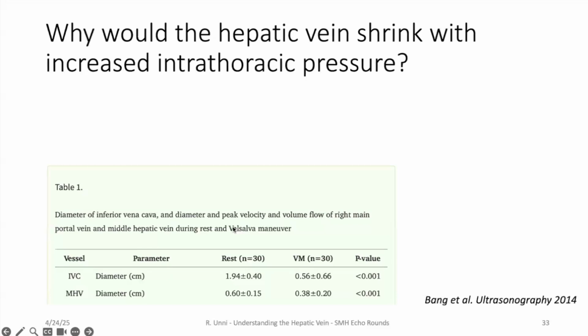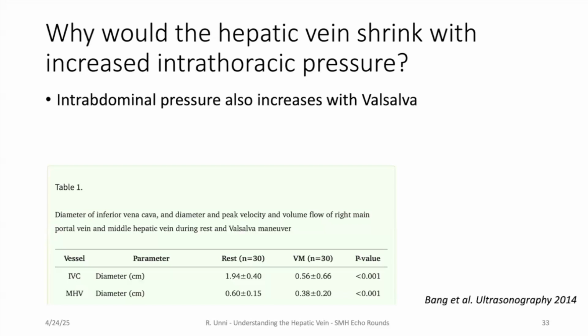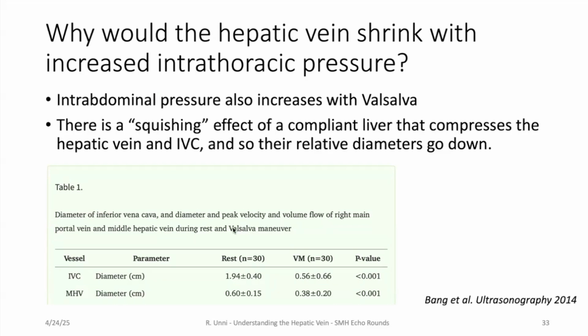Now, it's not just me. It has been described that during the Valsalva, the diameter of the IVC and the hepatic vein shrinks. So why is this the case? Why is this different from the IJ? It's because they're in the abdomen. Not only does intrathoracic pressure increase with the strain phase of Valsalva, but your abdominal pressure also increases. And so there's this squishing effect, probably created by the compliant liver, that compresses the hepatic vein. It compresses the IVC. And so the relative diameters go down.